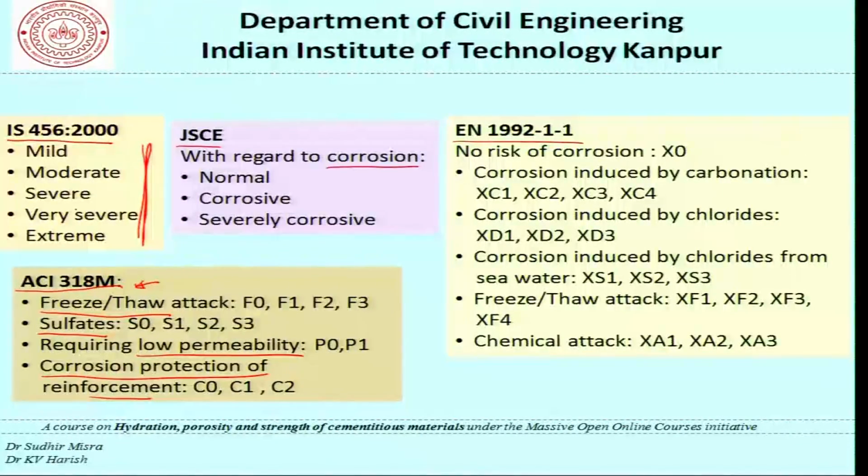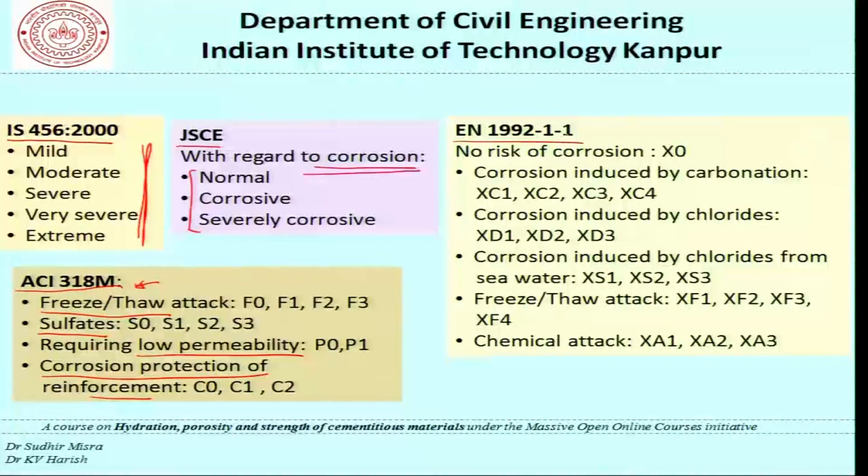The IS seeks to classify the environment, whereas the ACI tries to classify the environment with the viewpoint of mitigating certain mechanisms of deterioration. Similarly, if we look at the JSCE, again we have a target environment in mind. We are talking of corrosion, and from the point of view of corrosion, we could have normal corrosive and severely corrosive environments.